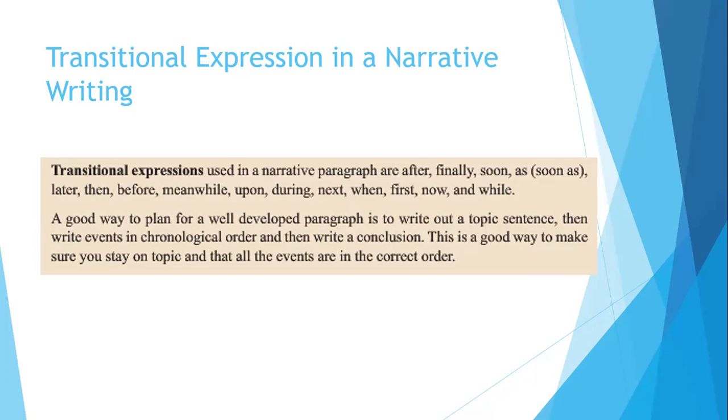So finally, during, next, I'm narrating a story. I'm showing what's happening, what before what, and the relation between those events. That's why usually these are time expressions. A good way to plan for a well-developed paragraph or essay is to write out a topic sentence. Then you write the events in the chronological order, as we said. Then you write the conclusion. This is a good way to make sure you stay on topic and that all the events are in the correct order. So we use transitional expressions to show the relation between events and to show the order, the chronological order, what happened first, what happened next.